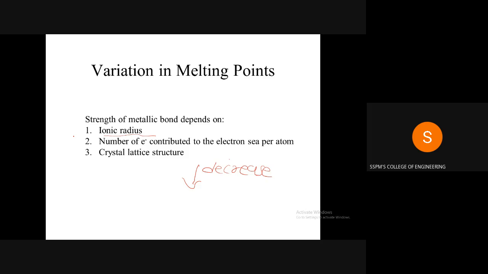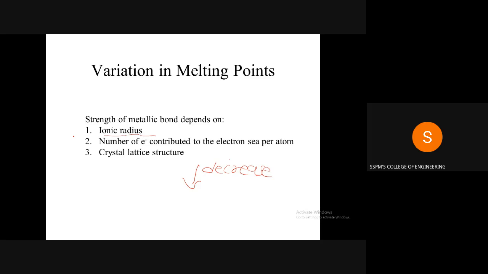Also the number of electrons contributed to the electron sea per atom. When there is a contribution of d orbitals, melting point will increase. So if there is a contribution of d orbitals, melting point can increase. When the atomic size is smaller, melting point will decrease. When the atomic size is larger, melting point increases.